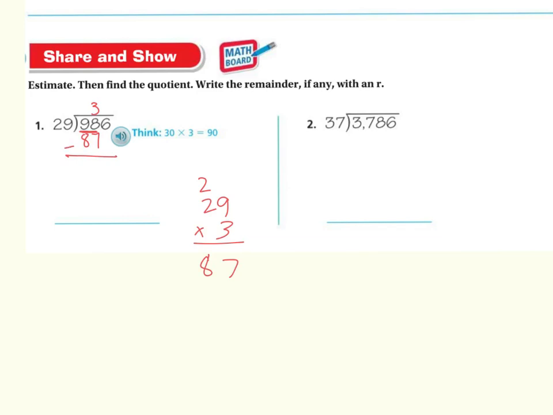So now I'm going to subtract. 7 from 8 is 1, 8 from 9 is 1. Then I'm going to bring down my 6. So now I have 29 going into 116.